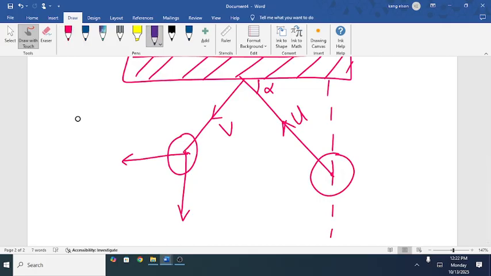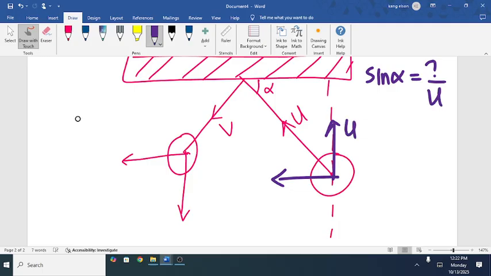So for the initial, you are moving like this and you are moving like this. So let's get the two components. Just think about this right angle triangle that you see here. If you do sine alpha, what do you get? You get the opposite divided by the hypotenuse. So what is the opposite? u sine alpha. So this is u sine alpha. Then this is now u cos alpha.